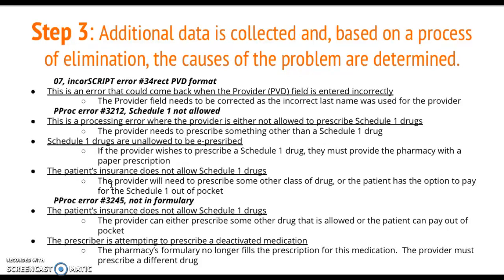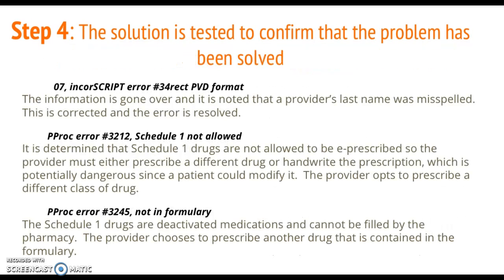The third and final error, the PPROC error, not in formulary. Again, the provider can either prescribe some other drug that is allowed, or the patient can pay out of pocket, or it's a deactivated medication in the pharmacy's formulary, which means they no longer fill that prescription for that medication and the provider must prescribe a different type of drug. Step 4 is to test the solution to ensure that it has been solved correctly.